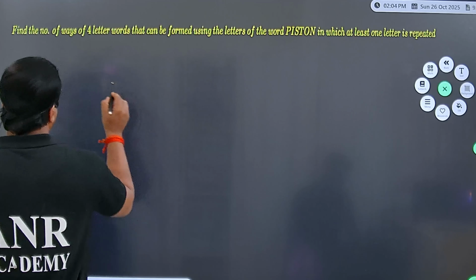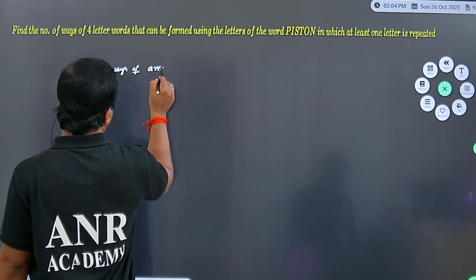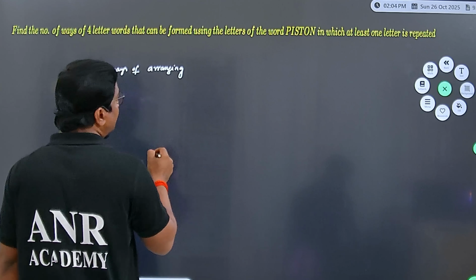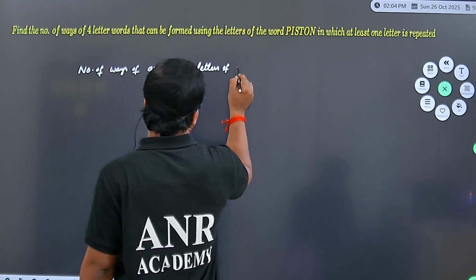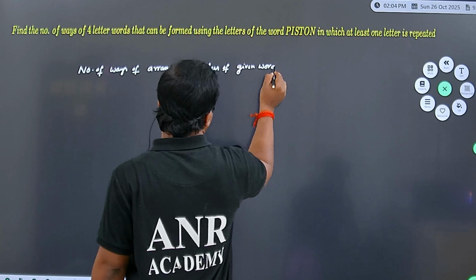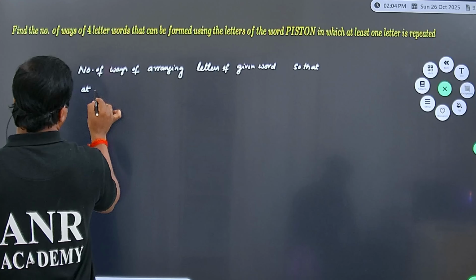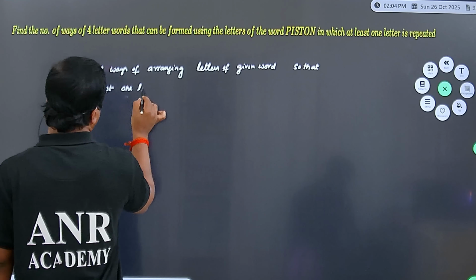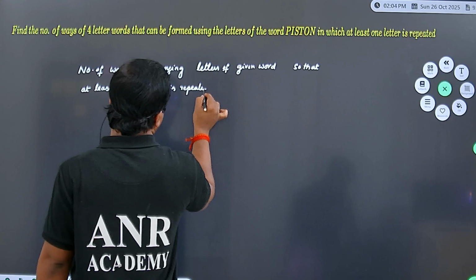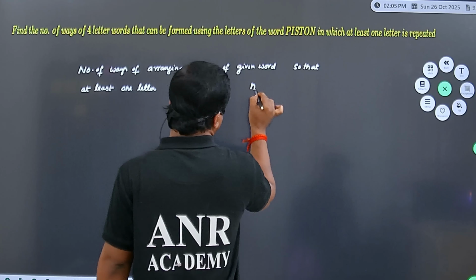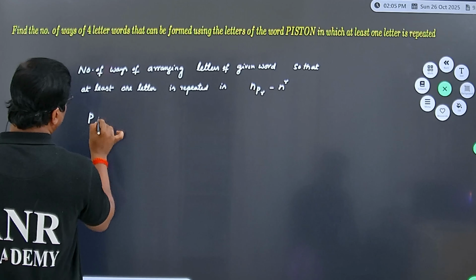See here, the number of ways of arranging the letters of a given word so that at least one letter is repeated is given by the formula n power r minus nPr. Here the word is given as PISTON.